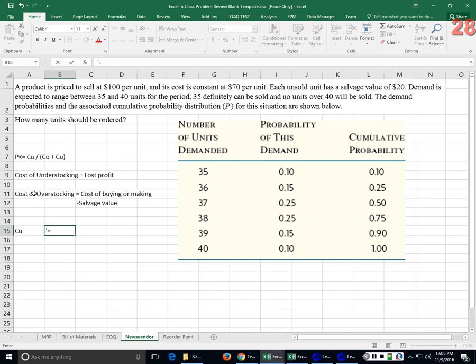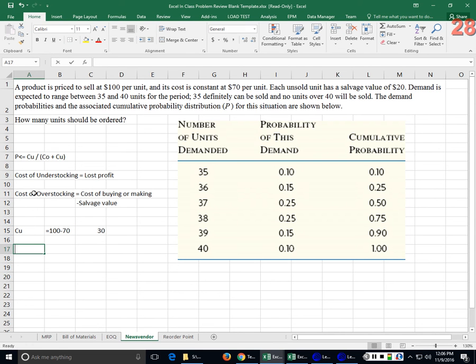The 70 over 70 plus 100? Nope, you're trying to leap ahead. All I'm trying to calculate right now is the cost to understock. My cost of understocking is whatever lost profit I have, if I don't sell a unit. My profit is going to be my revenue minus my expense. It's priced to sell at $100 per unit, that's my revenue, minus my cost of 70. So my cost of understocking is going to be 100 minus 70. Does that make sense to you? Okay, so that means my cost of understocking is 30.